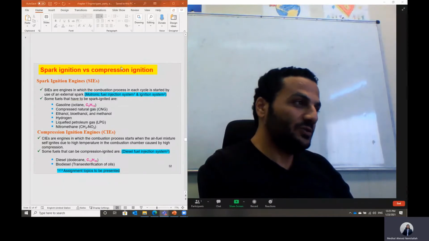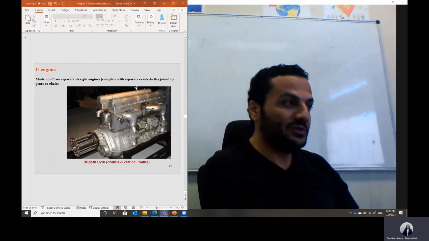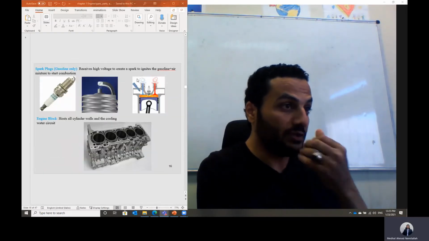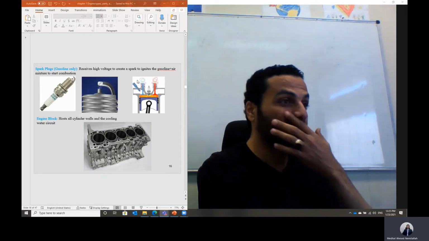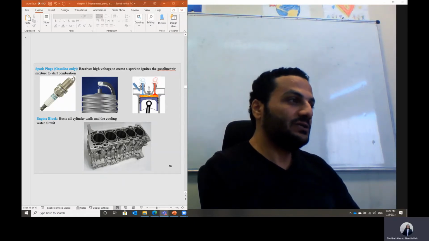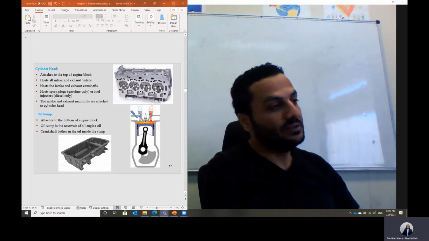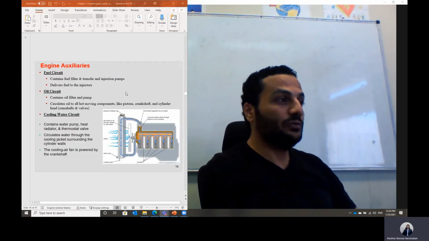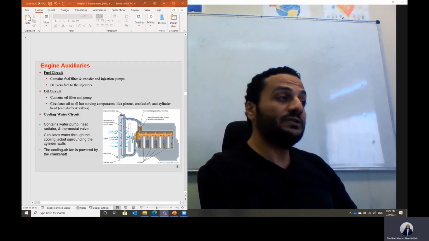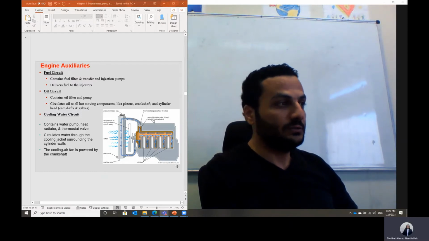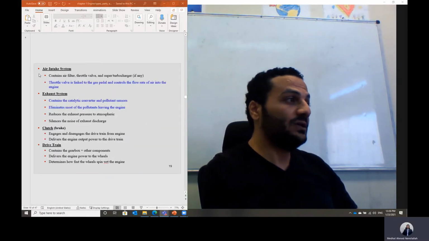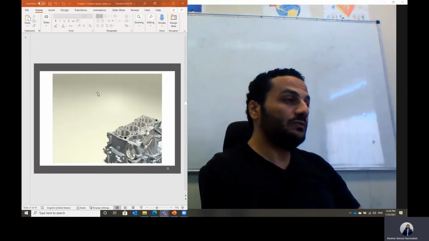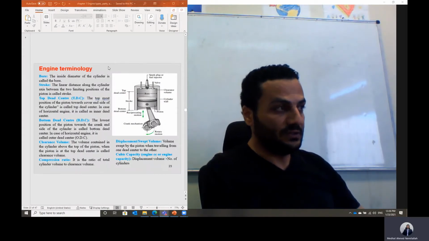Last time we talked about a different topic. We continued talking about the engine types, the engine parts, and the classification. We talked about the cylinder head, the engine block itself, and the crankcase, which is the lower part of the engine. Then we talked about the auxiliary systems, including the fuel circuit, oil circuit, and cooling water circuit. Also the clutch, drive train, exhaust system, and intake air manifold, and the function of each component inside the engine.